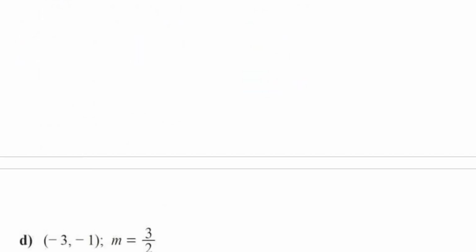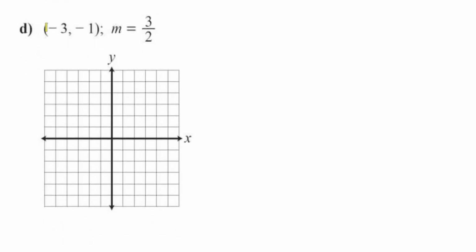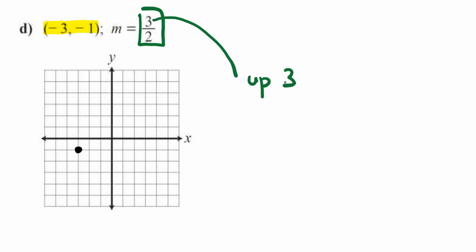All right, let's move on here. Letter D. My starting point is -3, -1. So left 3, down 1. So right here. So this is my starting point right there. And from there on, I have a slope of 3 over 2. Now I always go by the numerator by going up first, so up 3. Now, since this is a positive slope, that means you would go right by the denominator, which is right 2. So up 3, right 2 from the starting point.